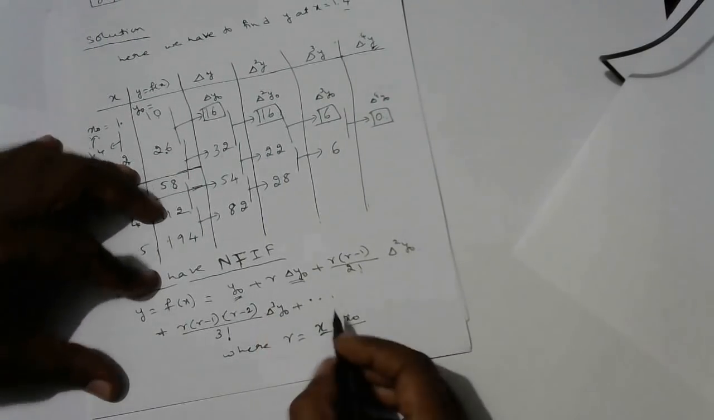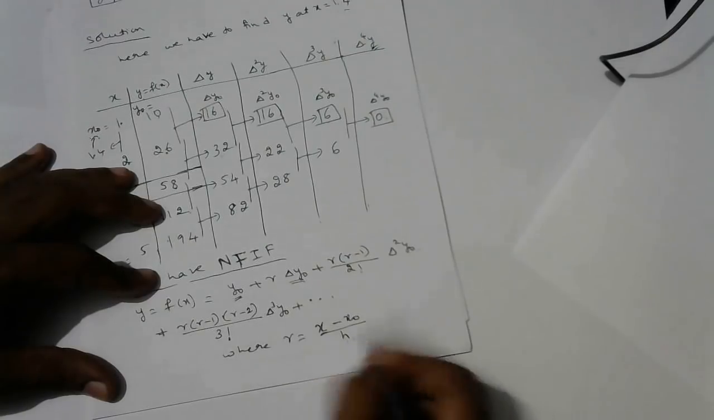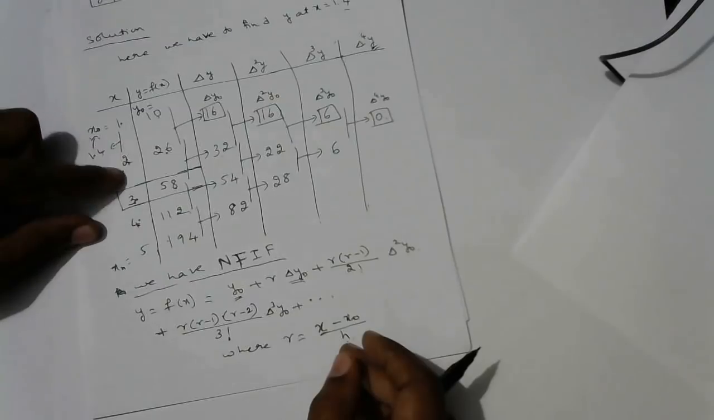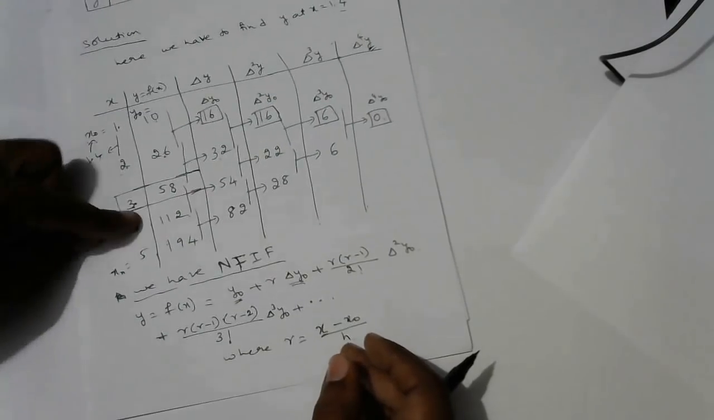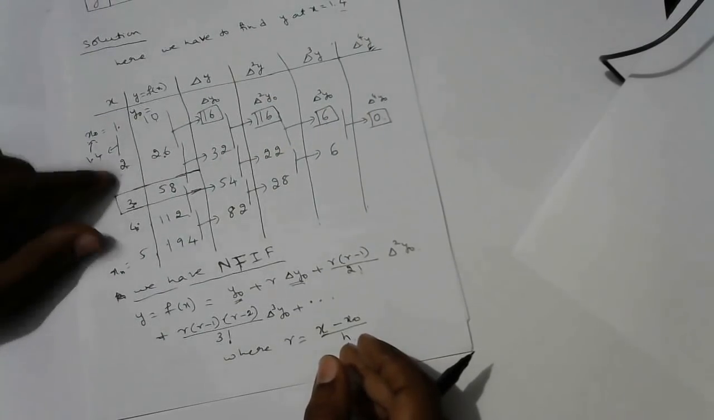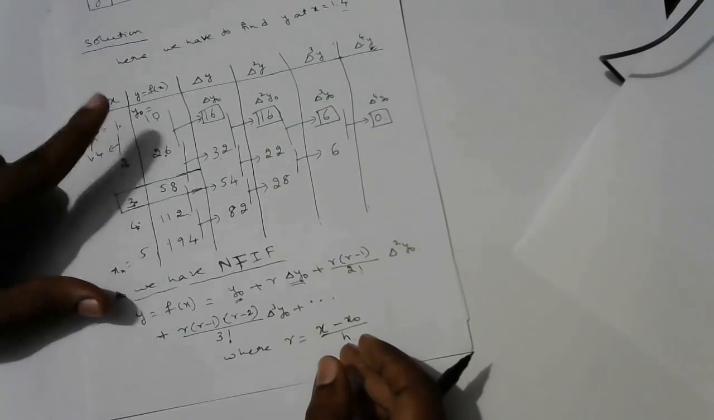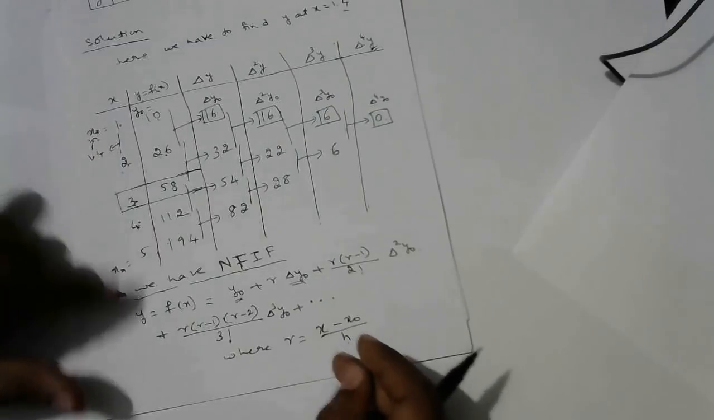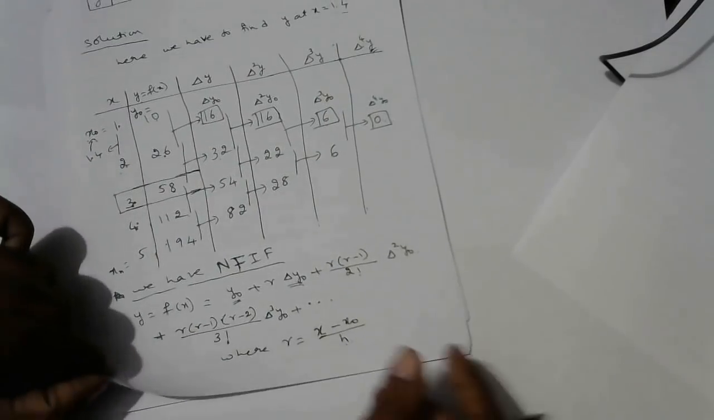Now you have to find out the r value. How will you find it? r equals x minus x naught divided by h. h means the difference. What is the difference here? In this equidistant table the difference is 1: 2 minus 1 is 1, 3 minus 2 is 1, 4 minus 3 is 1, 5 minus 4 is 1. So the h value is 1.